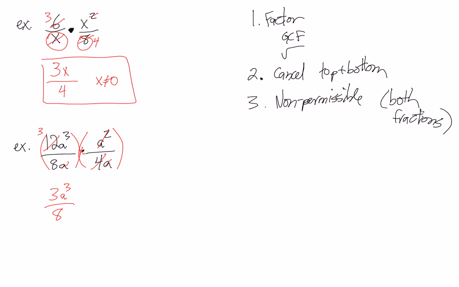And that's it. And our non-permissible, we have a 0 for the first one, 8 times 0 would be 0, and for the second one, 0 as well, because it's 4a. So in both cases, we'd have just a can't be 0, and that's it. So 3a cubed over 8, and a can't equal 0 for the answer for that one.